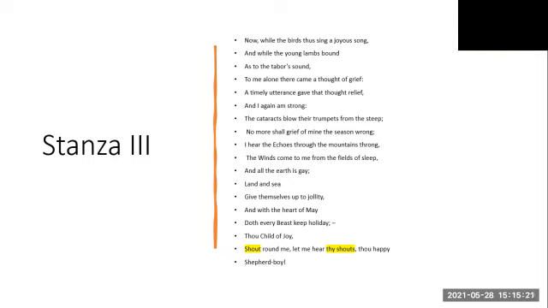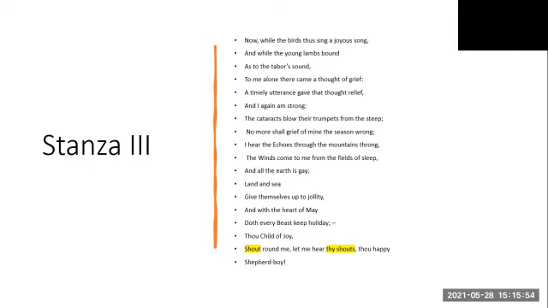The cataracts, the waterfalls, blow their trumpets from the steep. This is the sound of the waterfalls. No more shall grief of mine the season wrong. I shouldn't be grieving in this beautiful season. I hear the echoes through the mountains throng.